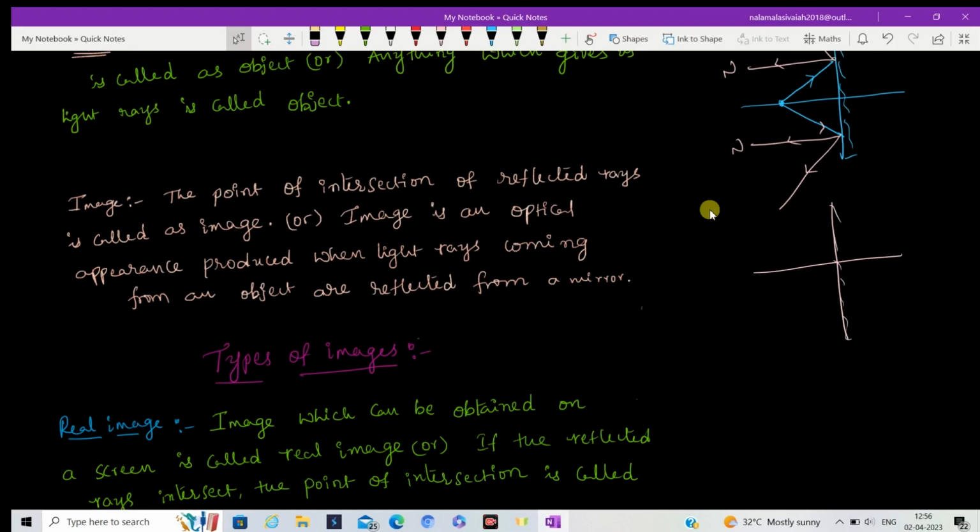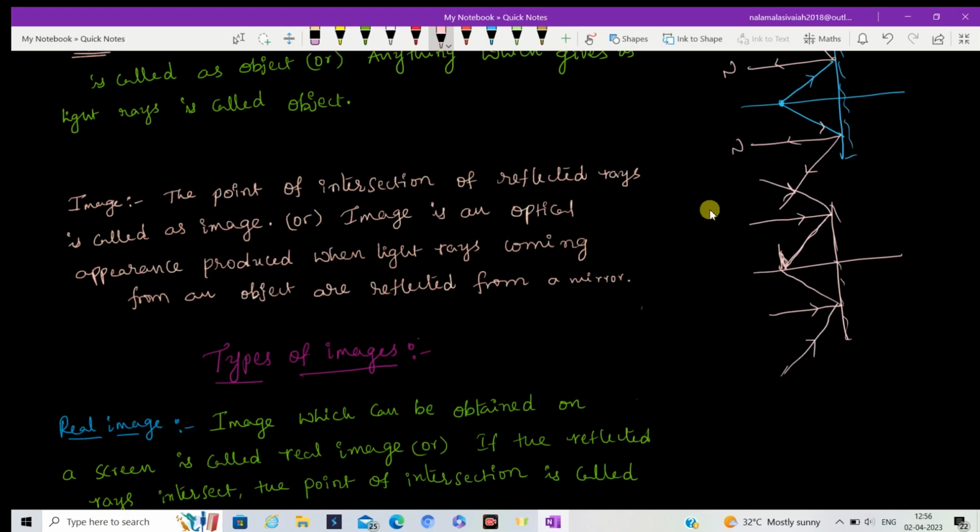So when light rays are coming from infinity, suppose I'm taking like this, and the object I'm considering here. Then light rays, you can take this light ray, this light ray. After reflection, those light rays are meeting at one point. So maybe the reflection takes place, then it will be considered like this. So you can take the reverse of that one.